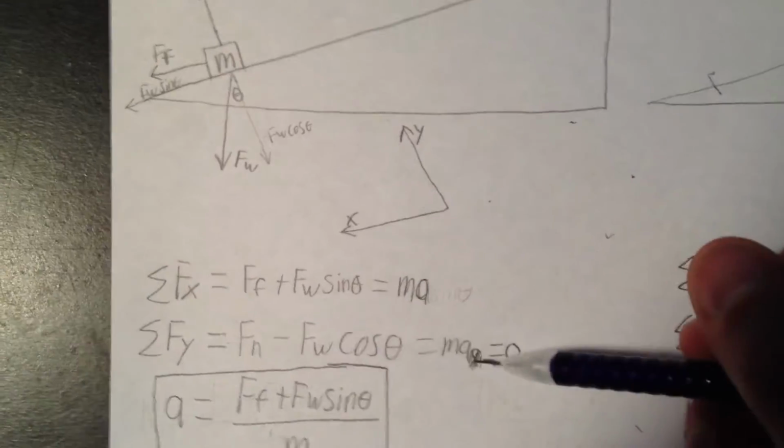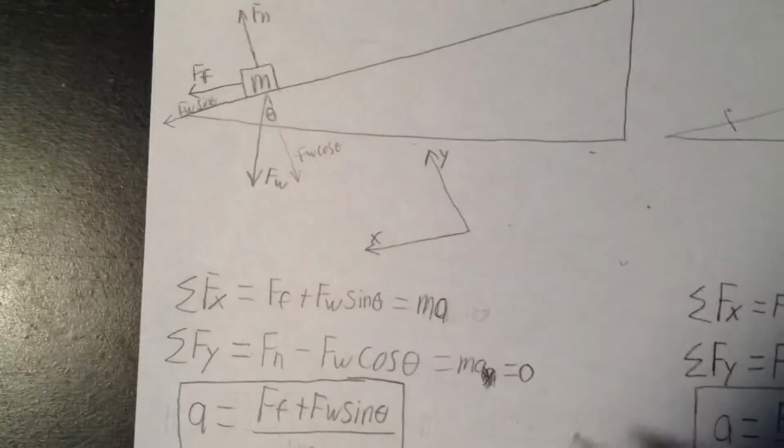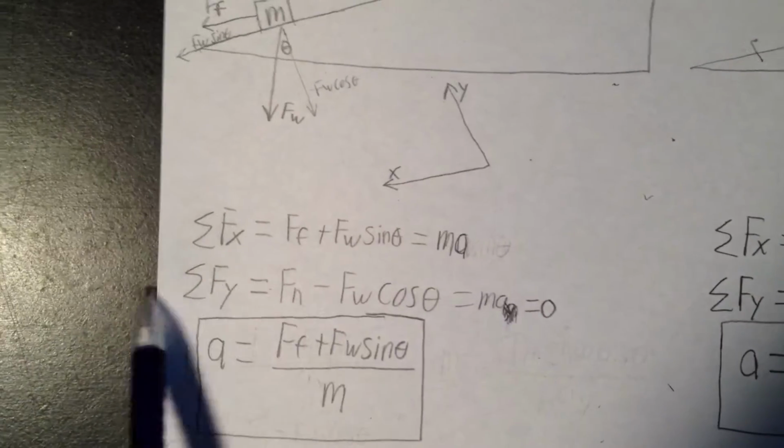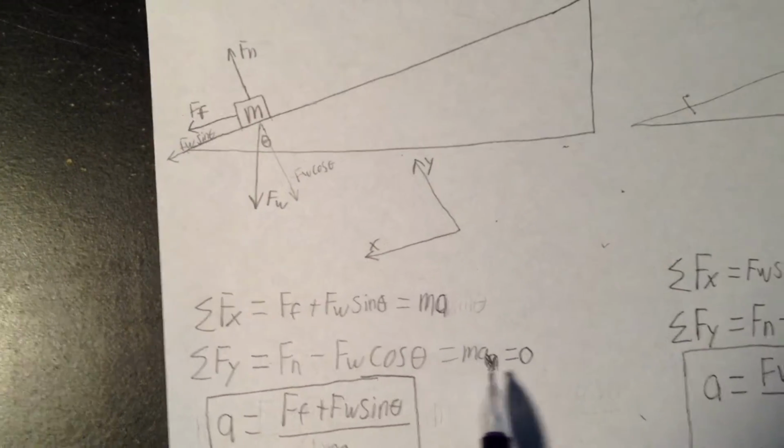Oh, I'm sorry, they're not the same. It should be a_y like that, but they're not the same. But this one equals 0. So this whole thing, there is no acceleration in the y direction. That's why it equals 0.